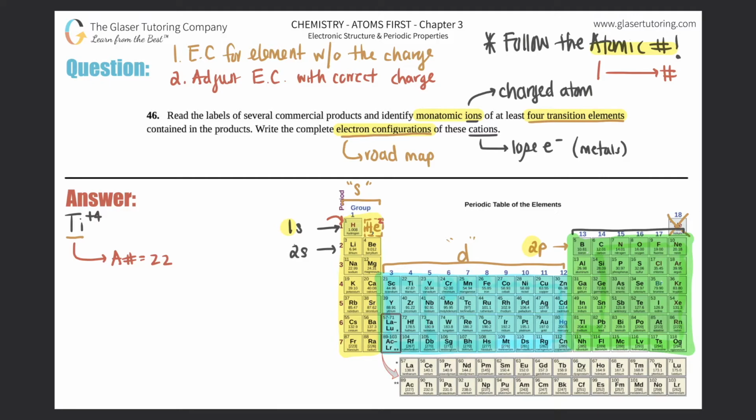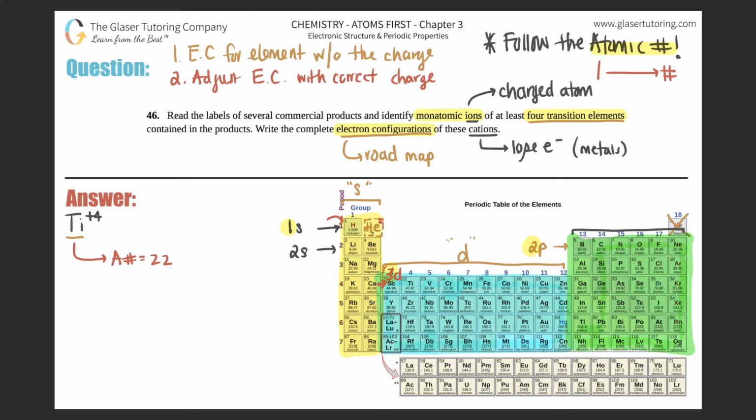What do you think the D's will start with? This first one right here is a 3D. The D's start with 3. And then if we need to know, the F's start with 4. So S starts with 1, P starts with 2, D's start with 3, and the F's start with 4. So let's follow the atomic number to get to titanium, which has an atomic number of 22.